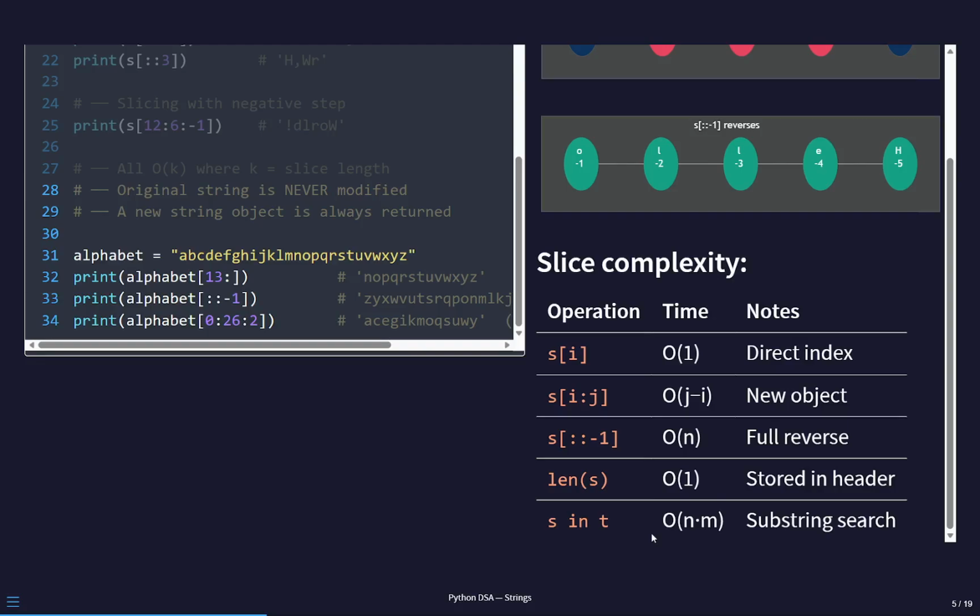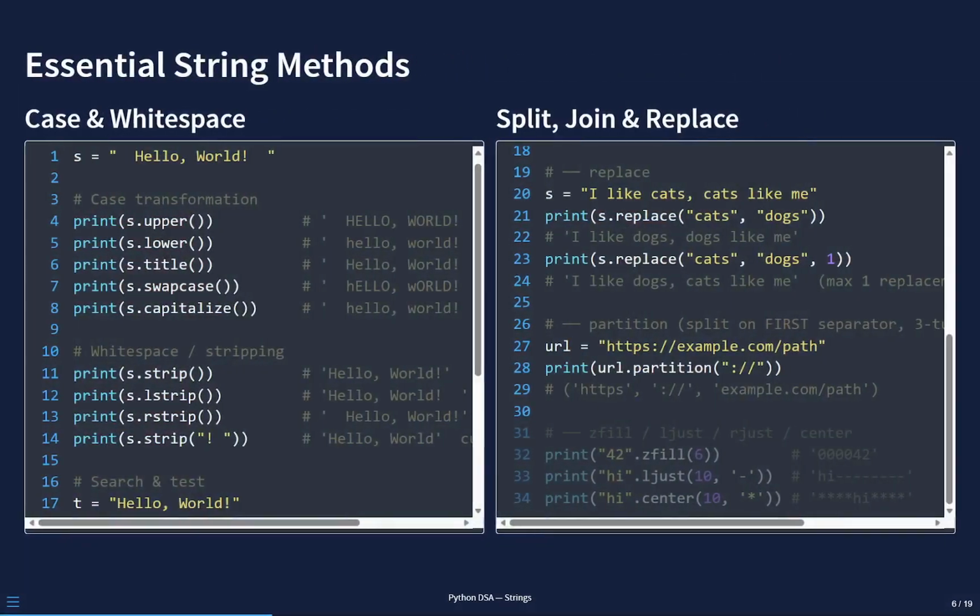And a critical point. The original string is never modified. Slicing always returns a new string object. The source is unchanged. Next.